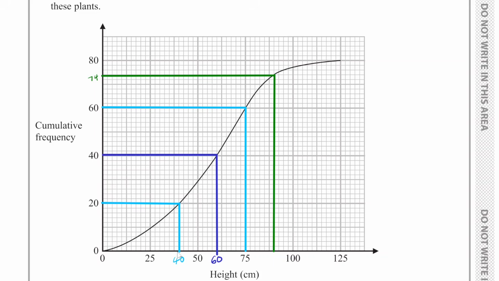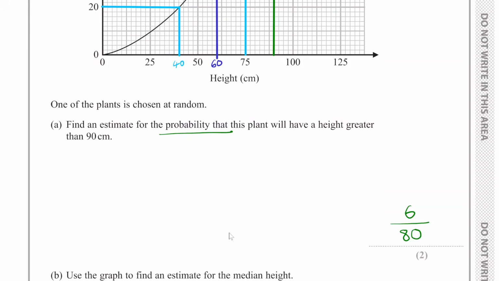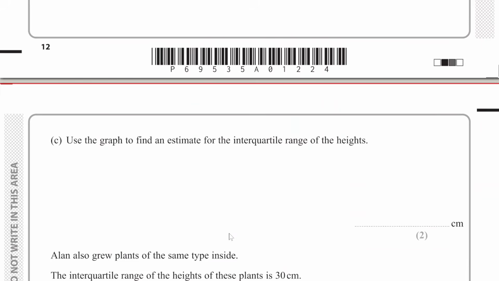So 1/4 of the plants have a height less than 40. 1/4 of the plants have a height greater than 75. So the interquartile range is 75 take away 40. That's 35 centimeters.